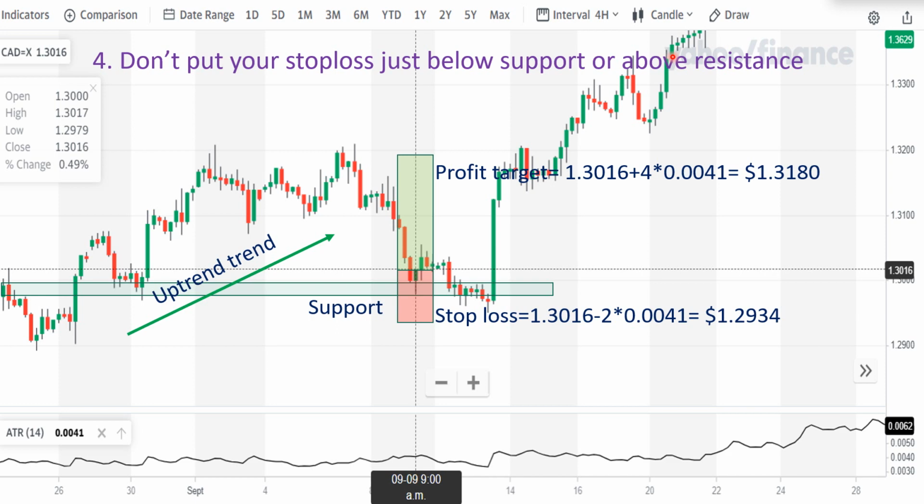Average true range shows the average volatility of the market, and when you use 1 or 2 ATR, your stop loss has room to breathe and your entries will be well protected from being triggered. So the point I want to make in this slide is never put your stop loss just below support or just above resistance if you do not want to lose money.